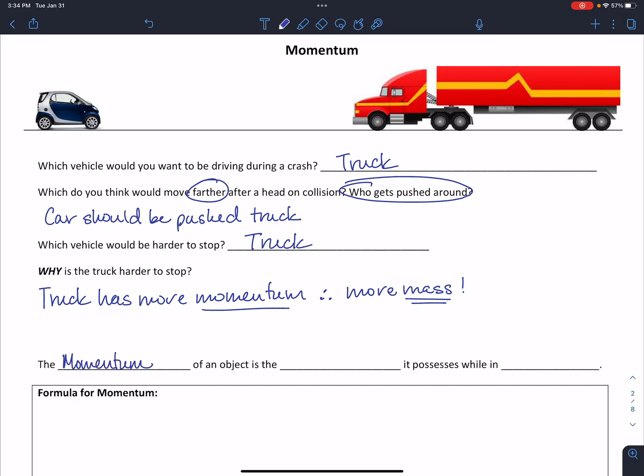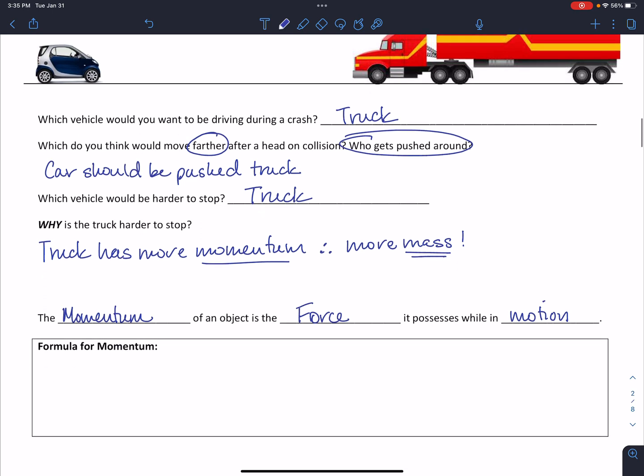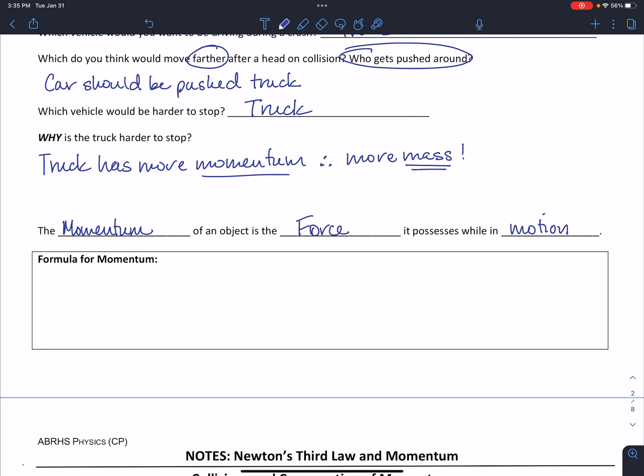So that momentum of the object is really a measure of the force that that object possesses while it is in motion. All right. So when you talk about the momentum of something, you're really talking about how much speed it is carrying and how massive the object is. So when it comes to momentum, we use a capital P for our variable symbol. We're going to need to know the mass of the object and its velocity. And if we know these two variables, we're going to be able to calculate the momentum.